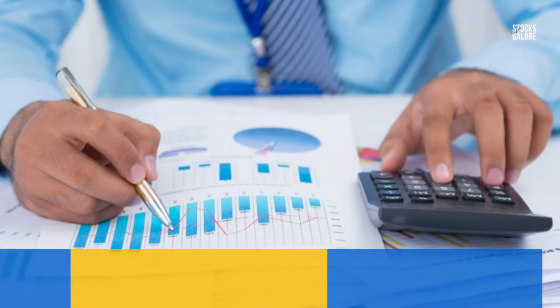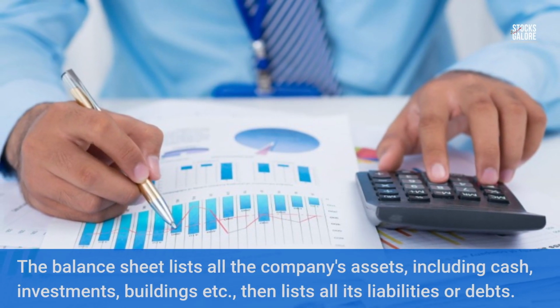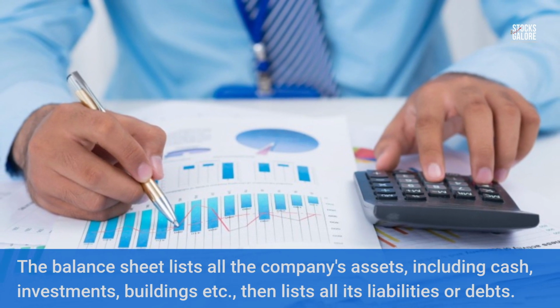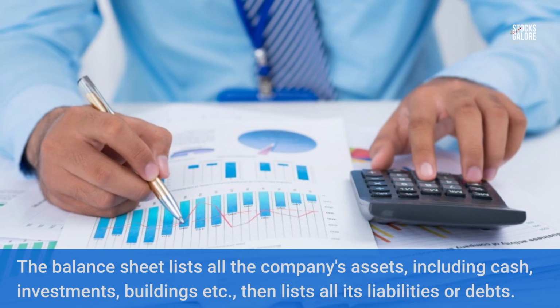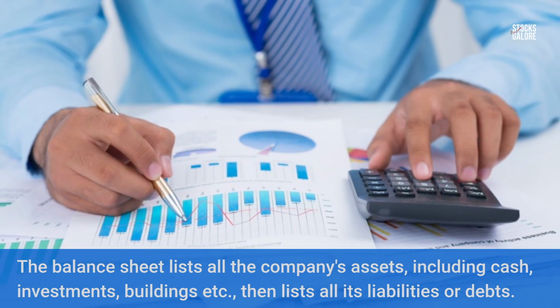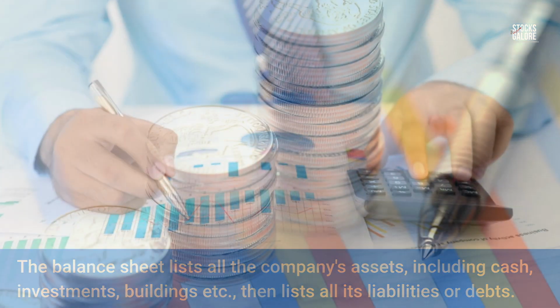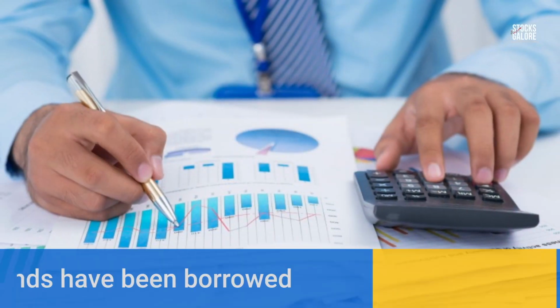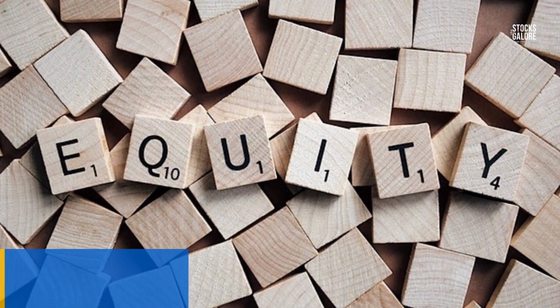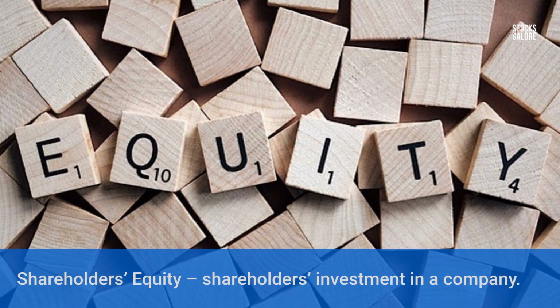The balance sheet lists all the company's assets, including cash, investments, buildings, etc. Then it lists all its liabilities or debts. Finally, it shows what remains for the owner's equity. The three most important parts are: assets, what has been acquired during the period; liabilities, what funds have been borrowed; shareholders' equity, shareholders' investment in a company.